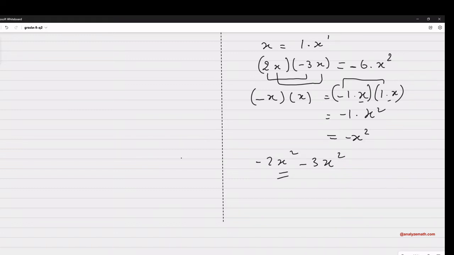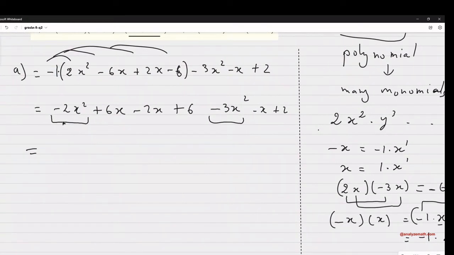Now this x² has got the same power. I factor it out. What do I have? Negative 2, negative 3. That gives me negative x². Of course, in practice, what we do, we add this coefficient, that gives me minus 5, and then we add the x². But this is the math behind it. Good. So negative x² minus 3x², that is minus 5x².